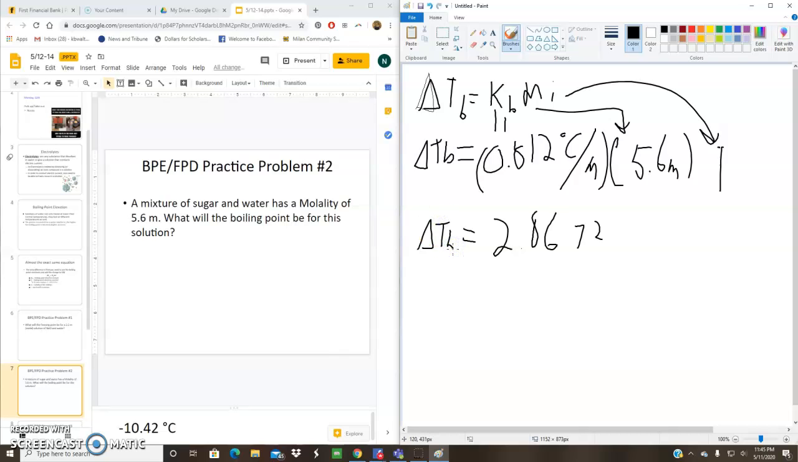Now, if this is the change in the boiling point, what's the actual boiling point going to be? Well, this is going to be a boiling point elevation. So we're going to elevate it from what it was previously. So when does water boil? 100. So 100 plus 2.8672, so 100 and 2.867. Now we got to look at what we're given. We're given 5.6. We're just going to go ahead and call it an even 103 degrees Celsius. So it's not that bad.